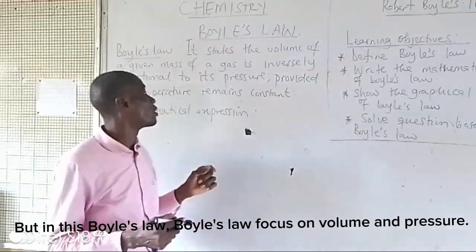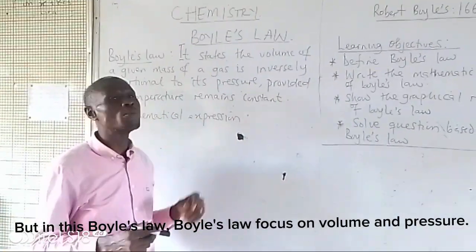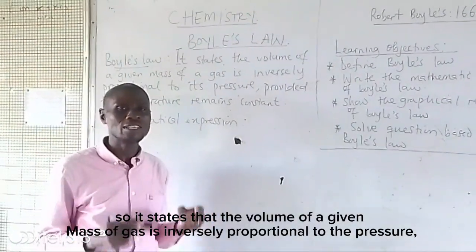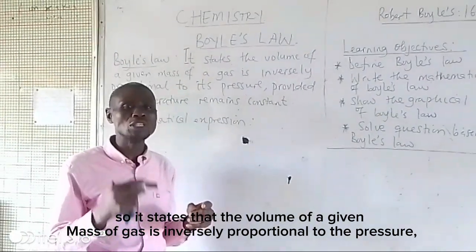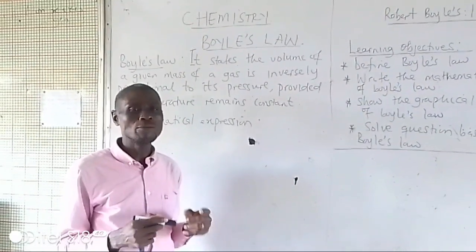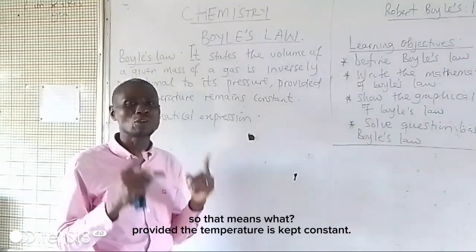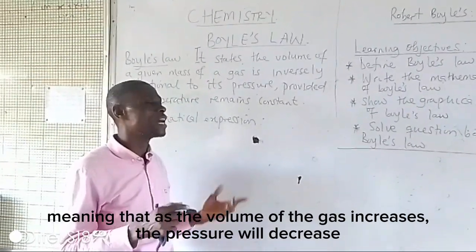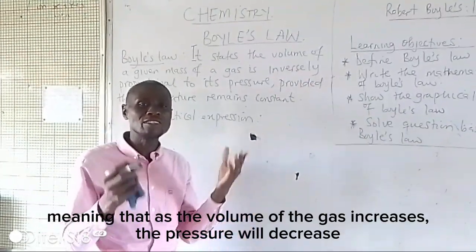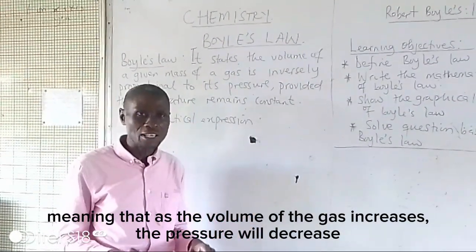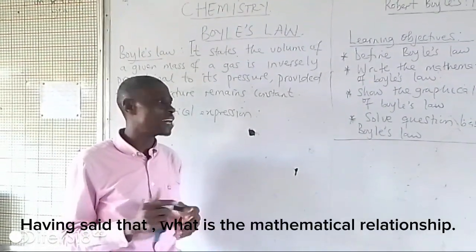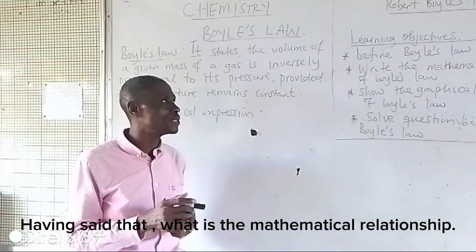But Boyle's law focuses on volume and pressure. It says that the volume of a given mass of gas is inversely proportional to the pressure, provided the temperature is kept constant. So it focuses on volume and pressure, meaning that as the volume of the gas increases, the pressure will decrease. They are inversely proportional. Having said that, what is the mathematical relationship?